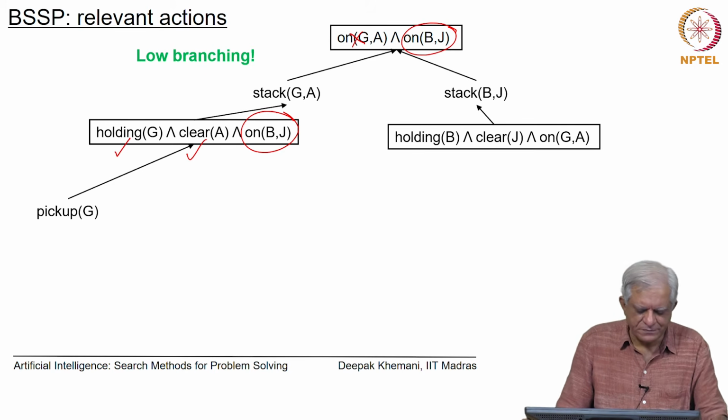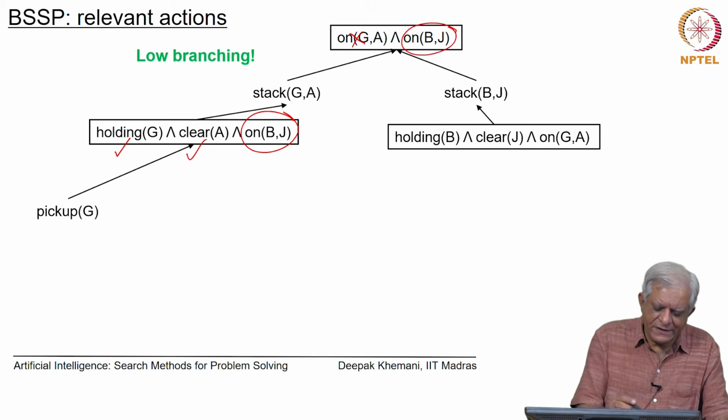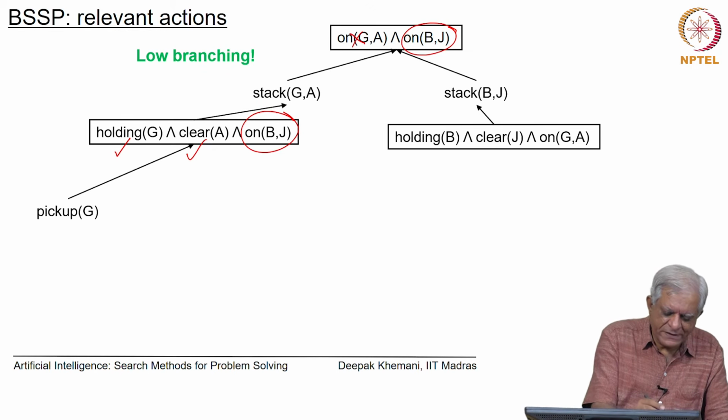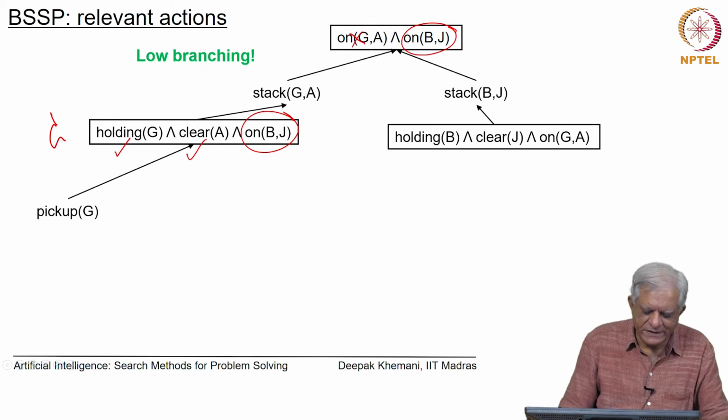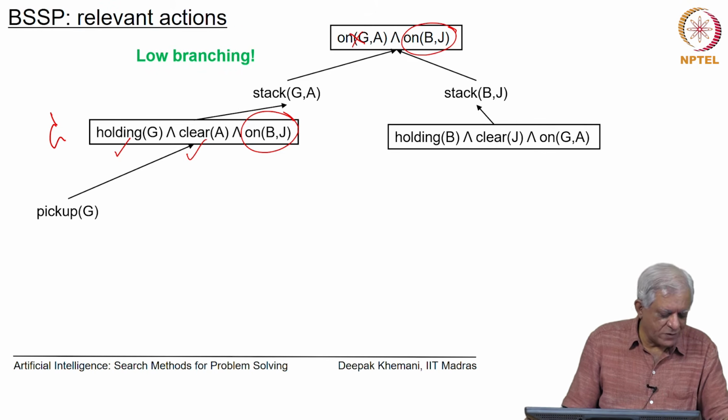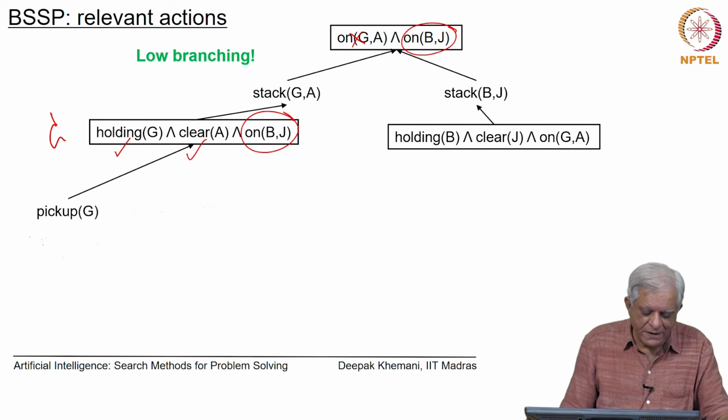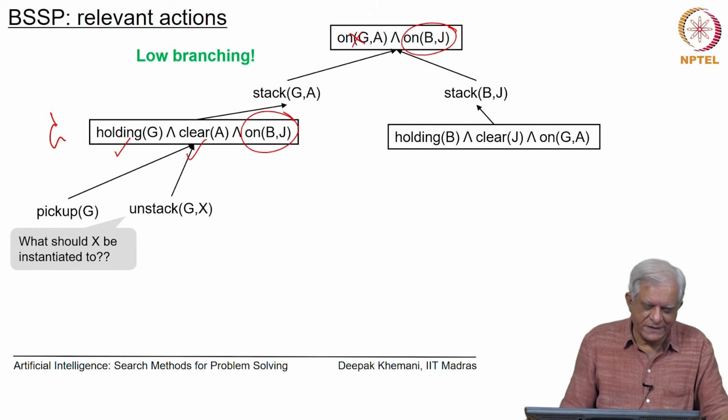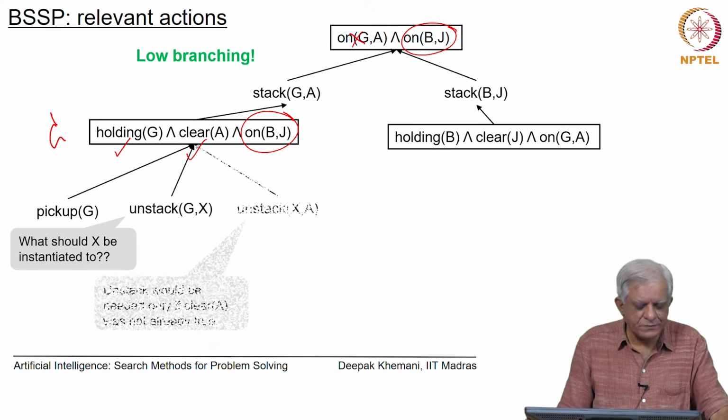that you want to achieve. Likewise, in this previous goal, which is, let us call it G prime or G n minus 1 as the case may be, you can do pickup. Pickup is a relevant action, because that particular goal description says that you are holding G. So, maybe you want to pick up G, or maybe you want to unstack G from something else, but it is not clear what that something else should be, and the planning problem will have to address that issue.